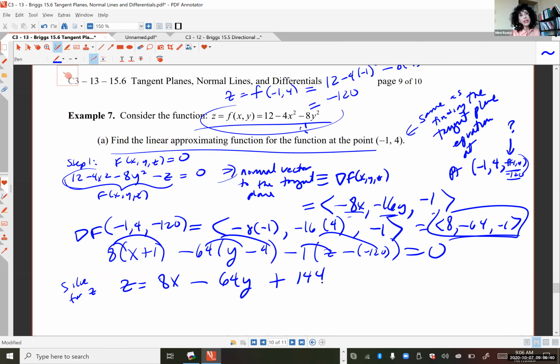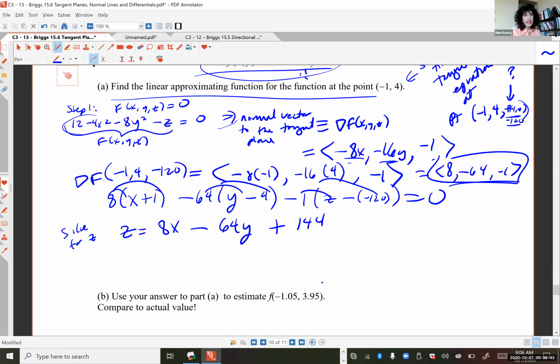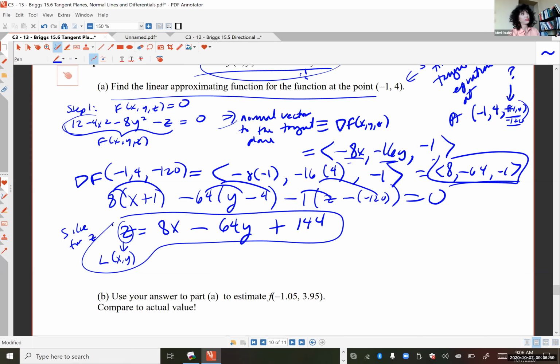Okay? Now, in MyMathLab, when they have you type stuff up, they're probably going to call this L for linear approximating function, function of x and y. Okay, but it's your z. Same thing. So they're going to go, hey, give me that linear approximating function. Then you'll see this big L of x, y. You're going to go, what's that? And nothing different. You're just going to find the equation of your tangent plane, all the usual that we did on Monday, and then just solve it for z, and then rename z L of x, y. That's it.